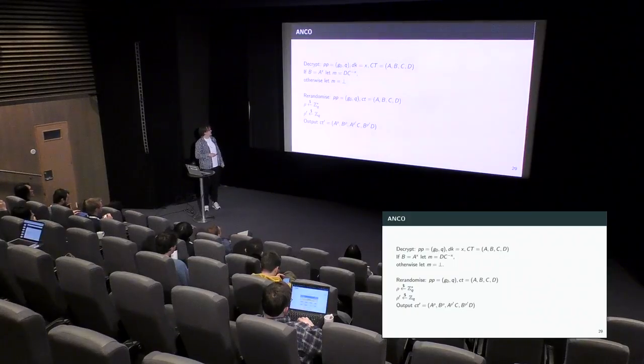And the re-randomization, which is what the server needs to do, is then the reason we have these two. So normally to re-randomize this kind of ciphertext, you would need to know the private key.